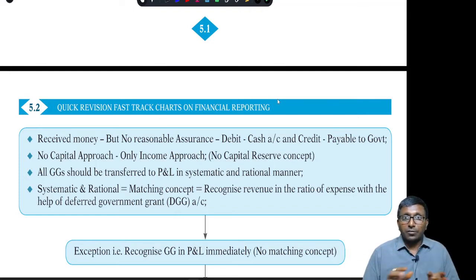It should be recognized as a repayable or payable to government. There is no concept of capital approach. Everything is revenue approach. Revenue approach in the sense, any government grant has to be routed through profit and loss. It may happen in 1 year, or it may happen in more than 1 year, depending upon the circumstance. When you are transferring it to profit and loss, it should be in a systematic and rational approach. Systematic and rational with respect to profit and loss is only the matching concept. That means income should be credited to profit and loss in the ratio of the expenditure.